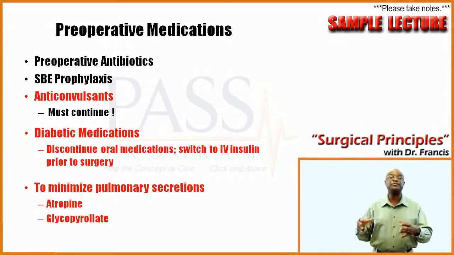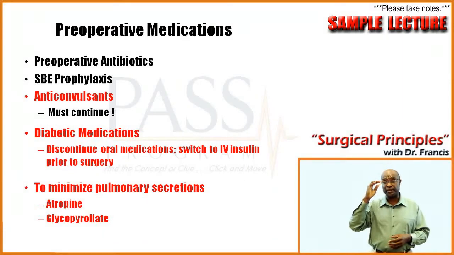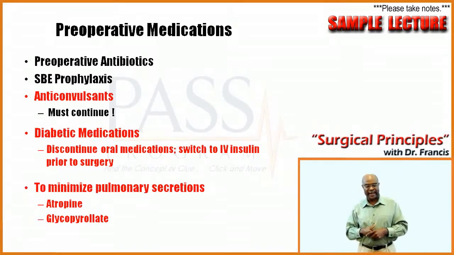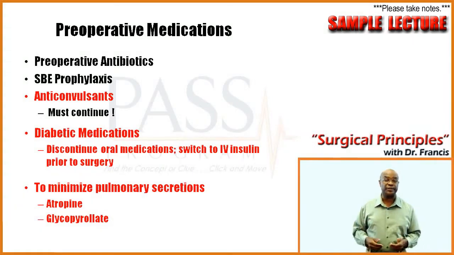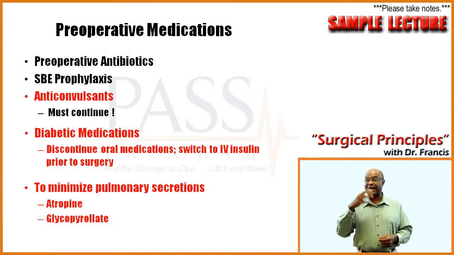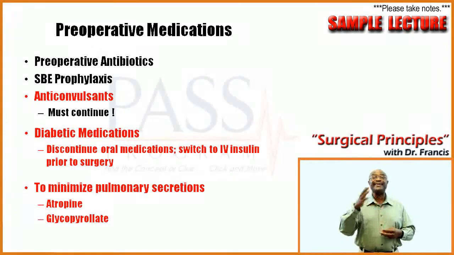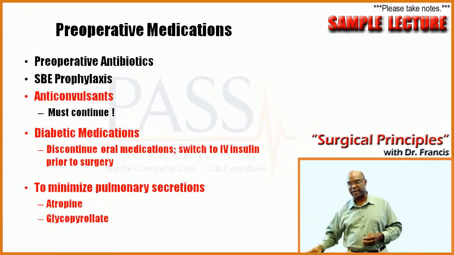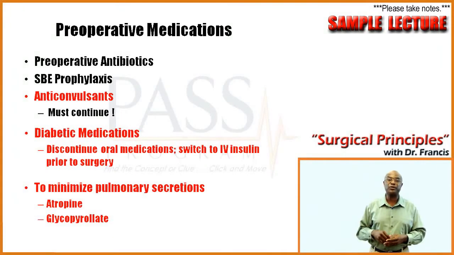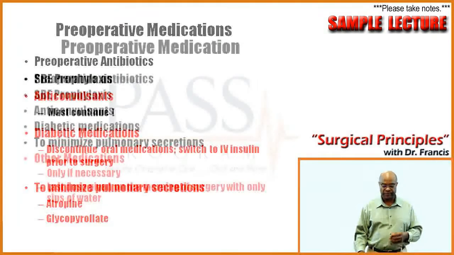So in order to minimize pulmonary secretions that can build up during the procedure itself, we give them drugs like atropine and glycopyrrolate, which are two anticholinergics. Remember, cholinergic, i.e. parasympathetic system, controls the pulmonary secretions. So anticholinergic will dry some of them out. So again, it's usually one dose given prior to surgery.